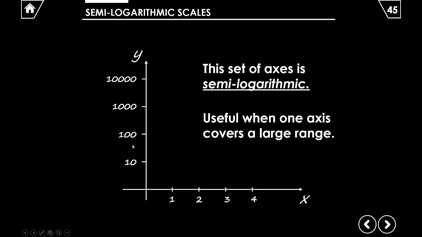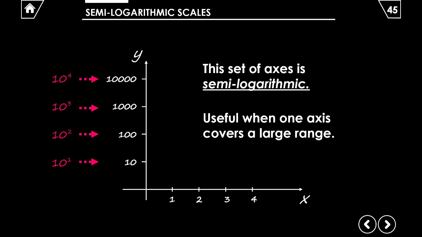If you're wondering why it's called logarithmic, think about these numbers on the left here in red. 10 is 10 to the power 1, 100 is 10 squared, 1000 is 10 cubed. So we've still got that 1, 2, 3 and 4 going up the y-axis, it's just a little bit different.